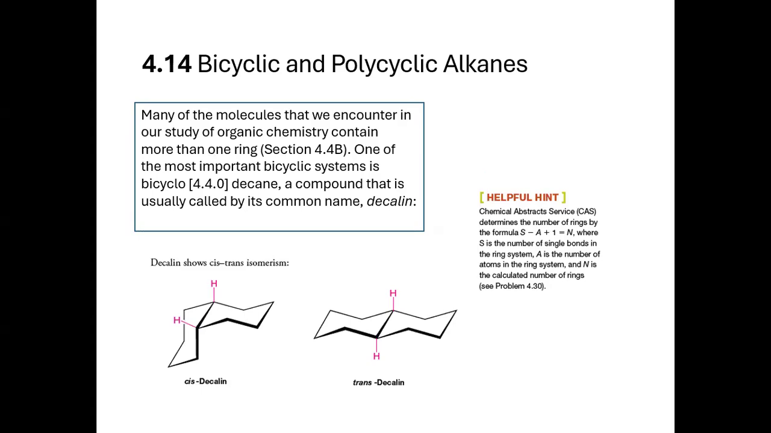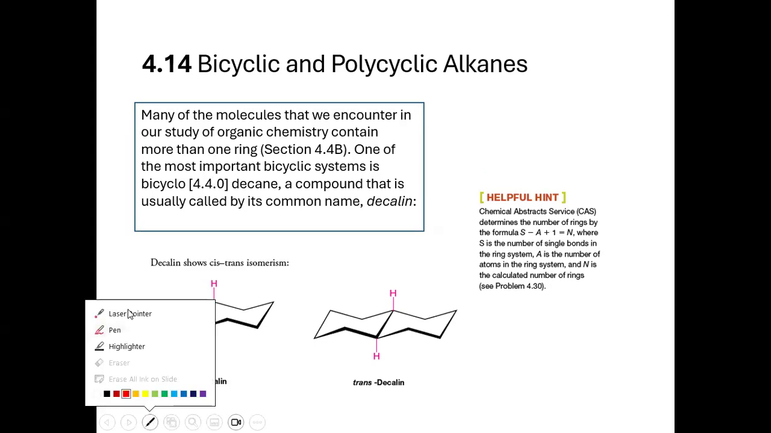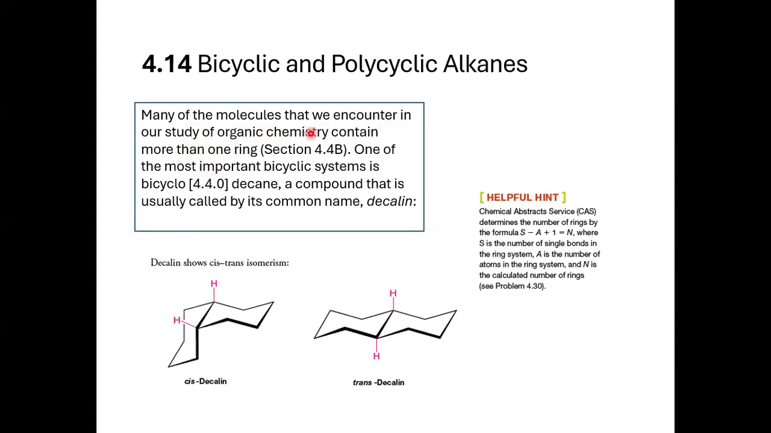So when you have these bi- and polycyclic compounds, you can see that there is like a bridge between the two rings. Many of the molecules that we encounter and study in organic chemistry may contain no more than one ring. And one of the most common bicyclic systems is the bicyclo[4.4.0]decane. So how do you know? You have to count. There should be 10 carbons. You have 6 here, 7, 8, 9, 10.